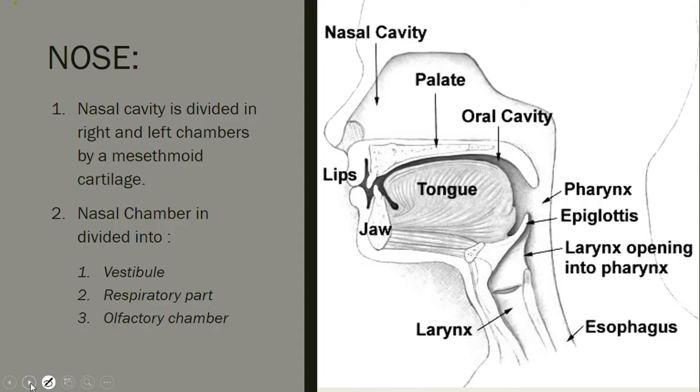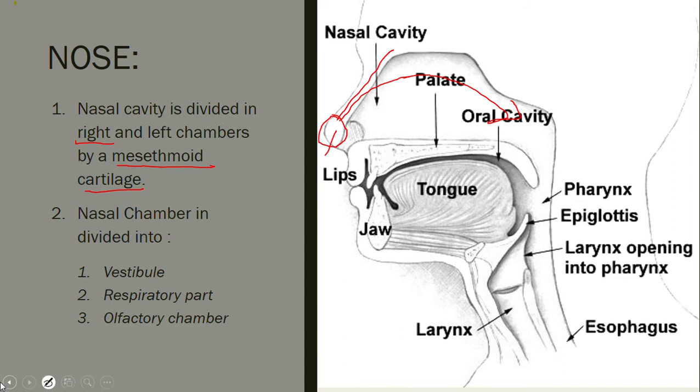We start with the nose now. Now nose, the nasal cavity which is there, you can see it is divided into left and right chambers by a mesoethmoid cartilage. The cartilage splits it into two chambers, right? And then it moves inside this nasal chamber. The first part is the vestibule. Then it moves inside into the nasal cavity, and then this nasal cavity leads to the next part. Okay, so first part is the vestibule.